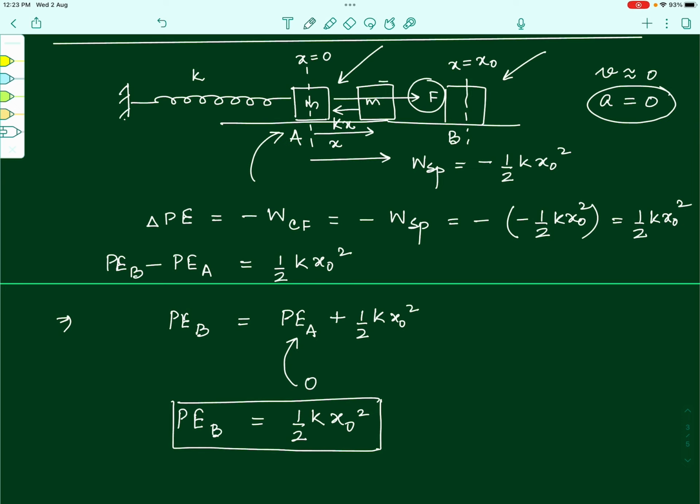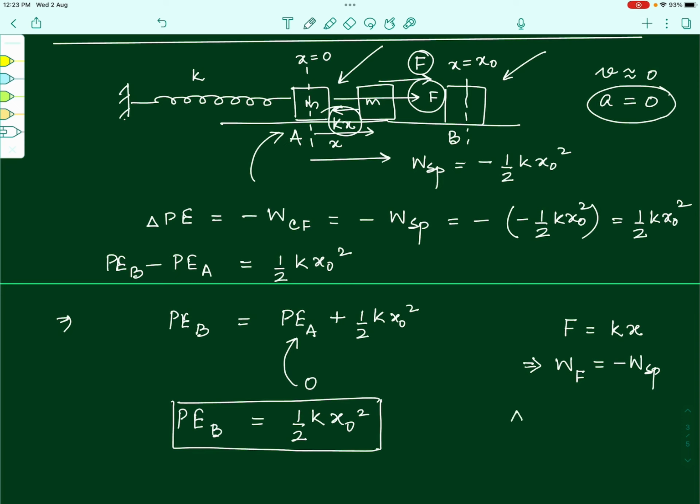Whereas, if you want the block to move forward with 0 acceleration, the external force F should balance the spring force kx at all times, right. So, since the external force F is always equal to the spring force kx, just that it is in the opposite direction, can we say that the work done by this external force F at any point in time will be just the negative of the work done by the spring force?